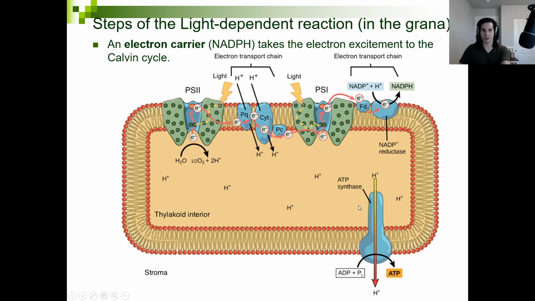And then meanwhile, simultaneous to this, your ATP synthase is just sitting there harvesting this hydrogen gradient. You have all of these hydrogen ions in this thylakoid interior, and it allows those hydrogens to move through, and in the process, it converts ADP into ATP.